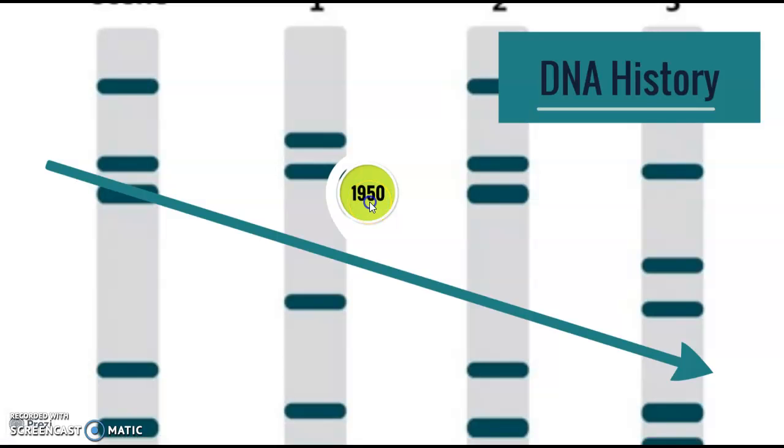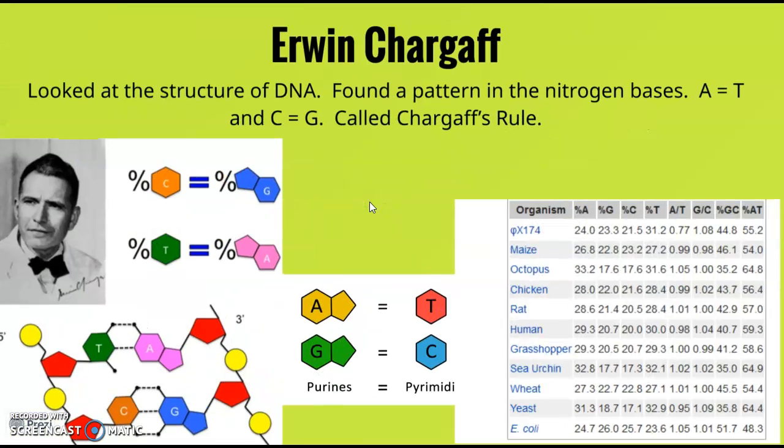Okay, now we're on to 1950 and the work of Erwin Chargaff. And Chargaff's contribution to DNA history has a lot to do with the structure of DNA. He discovered that there is a pattern of the nitrogen bases. And the nitrogen bases, which are located here, are the rungs of the DNA ladder. These nitrogen bases make up your genetic code.